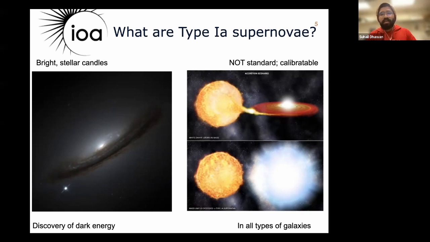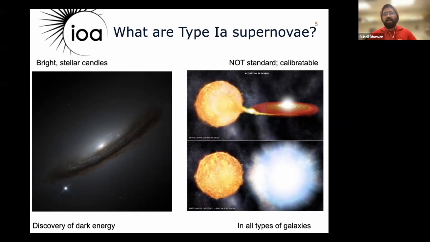And while they are not standard, there's a lot of diversity in the possible progenitor scenarios. Can they be single degenerate or double degenerate? Are they exploding at the Chandrasekhar mass? Is this just a pure detonation, or is this a detonation to deflagration to detonation transition?